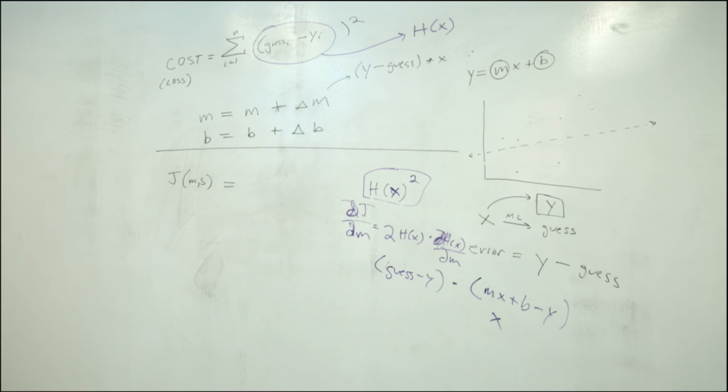That's what's usually used. J is a function of m and b. It's the guess that you're differentiating. Yeah, I know. It's a function of y. Oh, right, it's a function of y and x. It's a function.